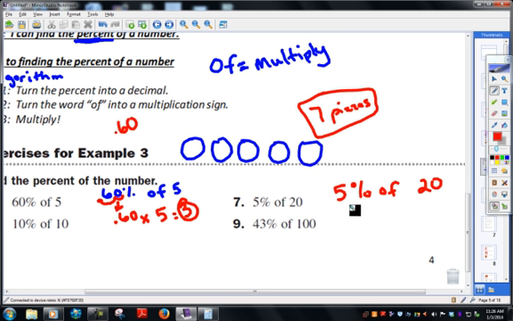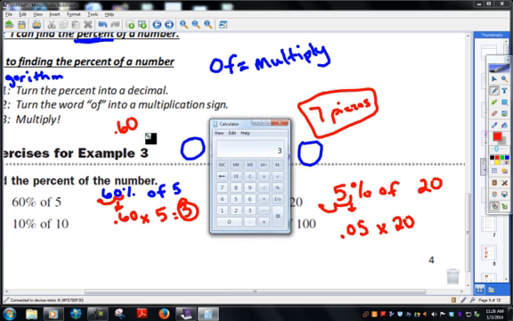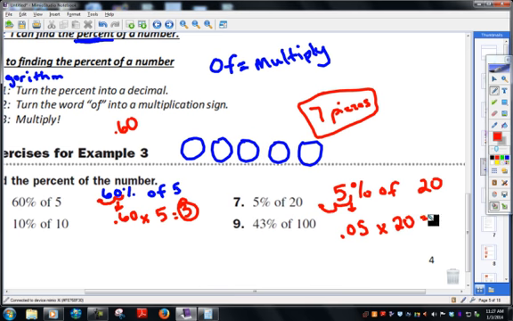Okay, so let's do it. Let's turn this into a regular number. So I move the decimal 2 places to the left. 1, 2. So that's 0.05 of becomes multiply times 20. Now we get out our calculator. Okay, and that's going to be 0.05 times 20. Oh, the answer is 1.